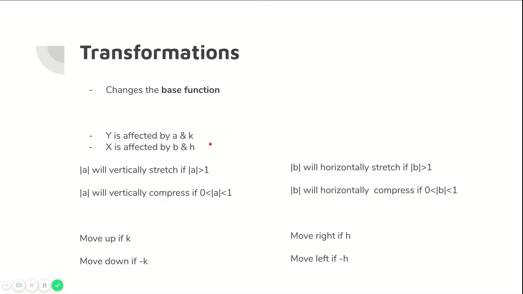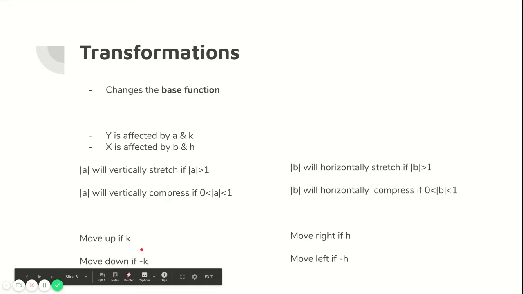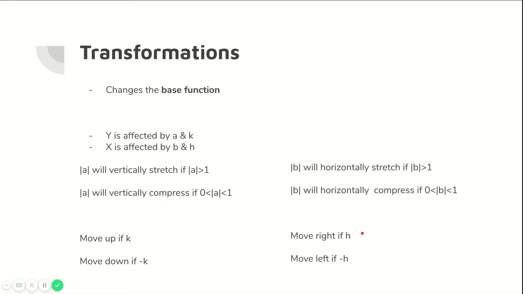And now is the more important part, because k and h are a lot easier to graph. You can see that k is correlated with y, so it will move up by k if it is positive and move down by k if it is negative. Same for h, and it will move right if it is positive and move left if it is negative. And the reason why k and h are more important, as I said before, is that they're a lot more tangible when you graph them, and it's a lot harder to graph compressions or stretches.